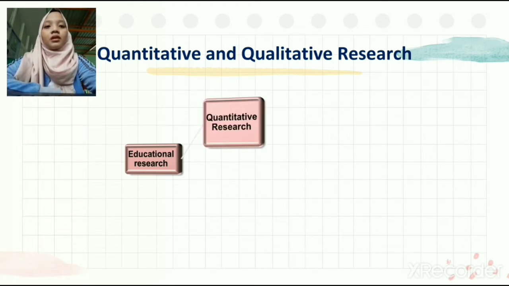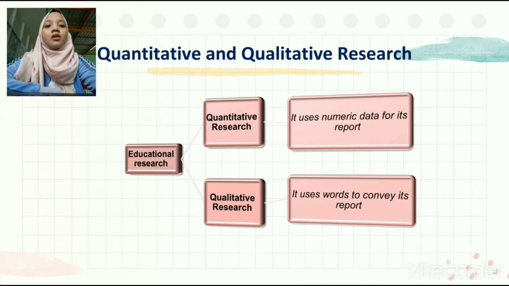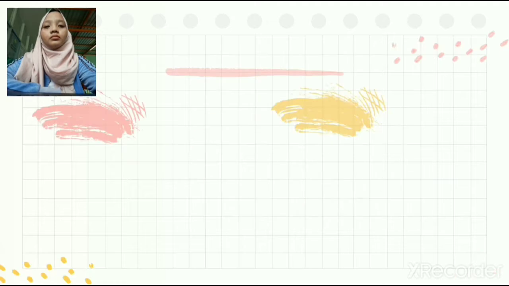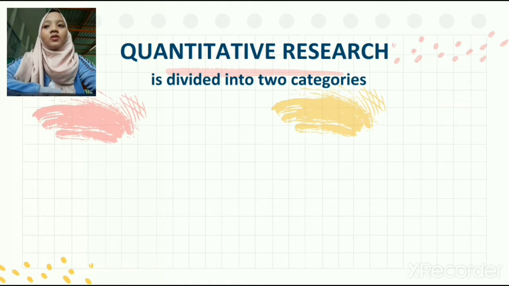First, quantitative research. What is quantitative research? Quantitative research uses numeric data for its report. And second, qualitative research. What is qualitative research? Qualitative research uses words to convey its report. Quantitative research is divided into categories.